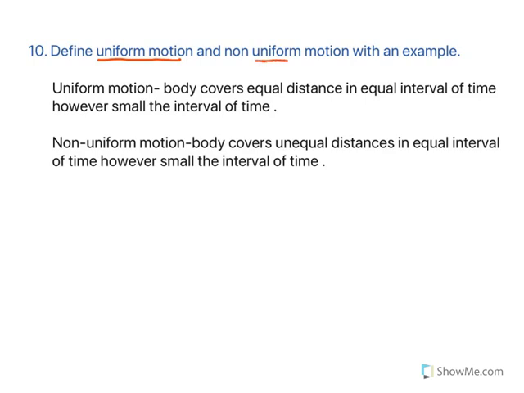Define uniform motion and non-uniform motion. For uniform motion, a body covers equal distance in equal intervals of time. And when it comes to non-uniform motion, a body covers unequal distances in equal intervals of time.